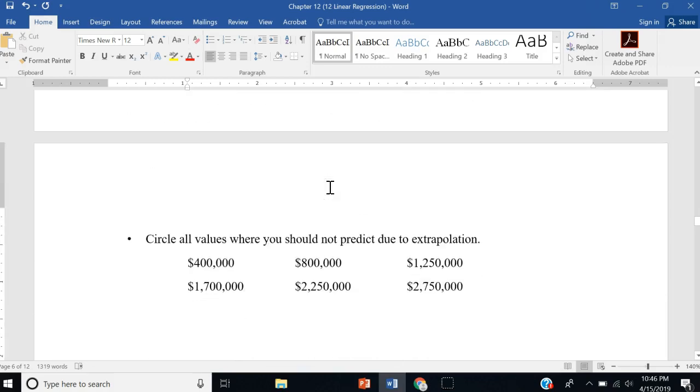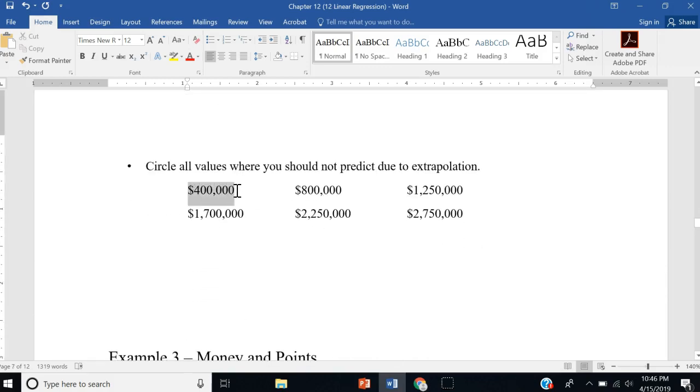So if we were doing this just based on extrapolation, you would not want to predict at, let's shade that red, you would not want to predict at 400,000. I'd circle that one. 800,000 also, I'd circle that one. 1,250,000, that's fine. That's within our range. Remember, our lowest number, Michigan State, was in the 900,000s. Our highest number was 2,300,000 something. So 1,250,000, that's fine. 1,700,000, that's fine. 2,250,000, that's fine.